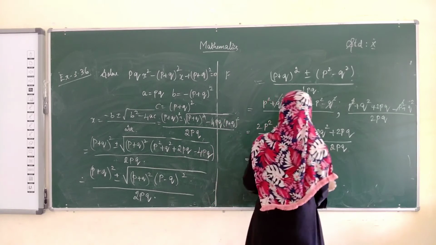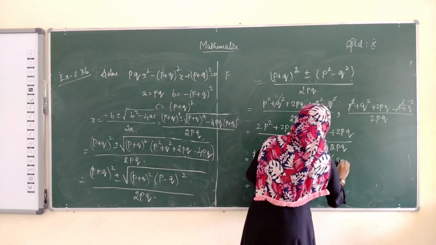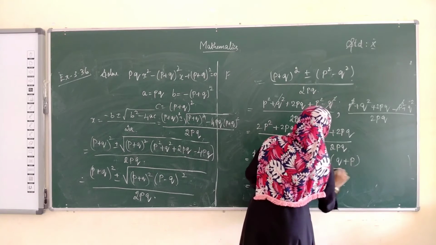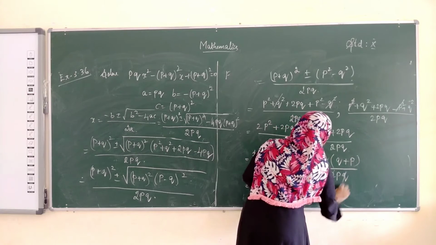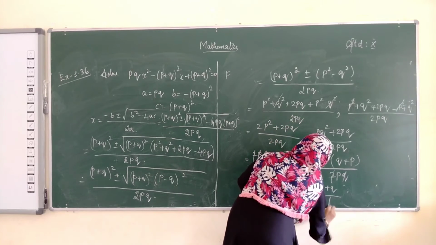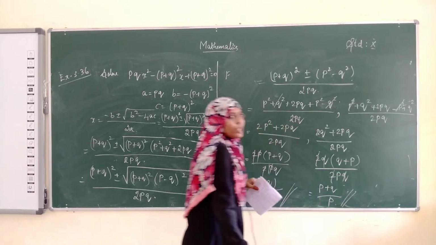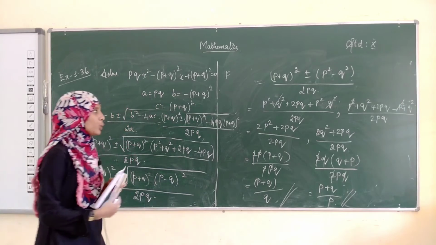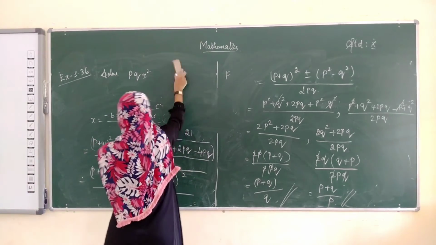And for this, we can take 2 and q as common. The remaining will be 2 plus divided by 2pq. 2 and q are cancelled. The remaining term is p plus q divided by p. So these two terms, p plus q divided by q and p plus q divided by p, are the two roots of the given equation. Okay, we have found that.